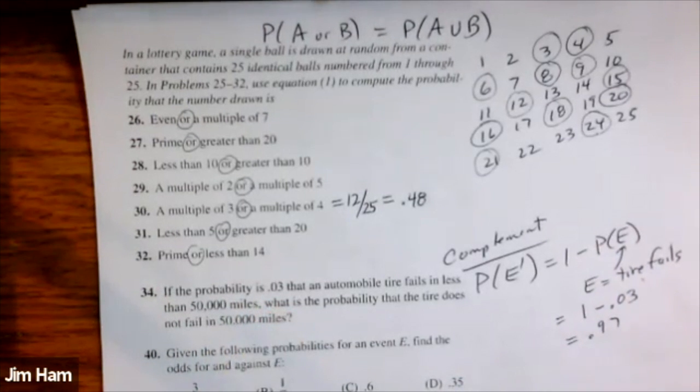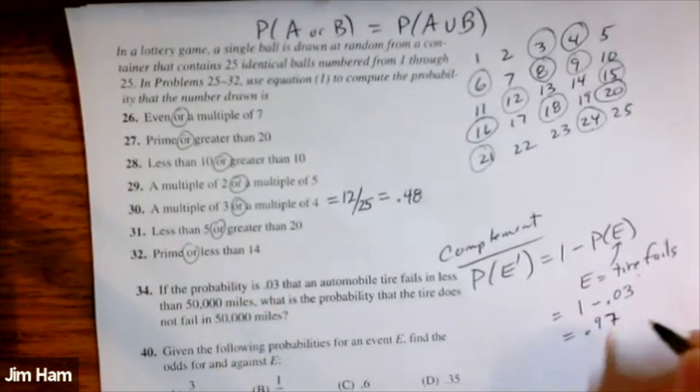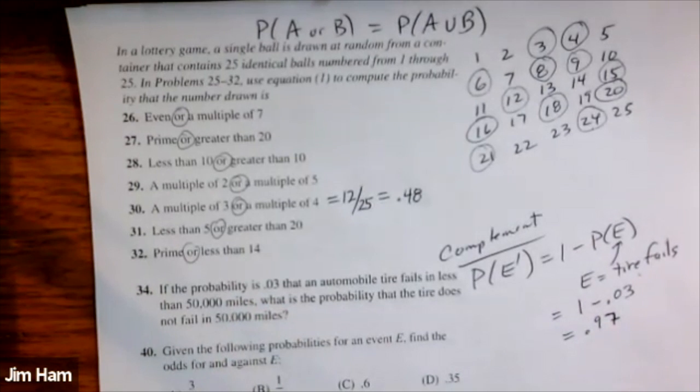And then we would interpret this probability to say that, if you buy a 50,000 mile tire, there's a 97% chance that it will still be working after 50,000 miles.